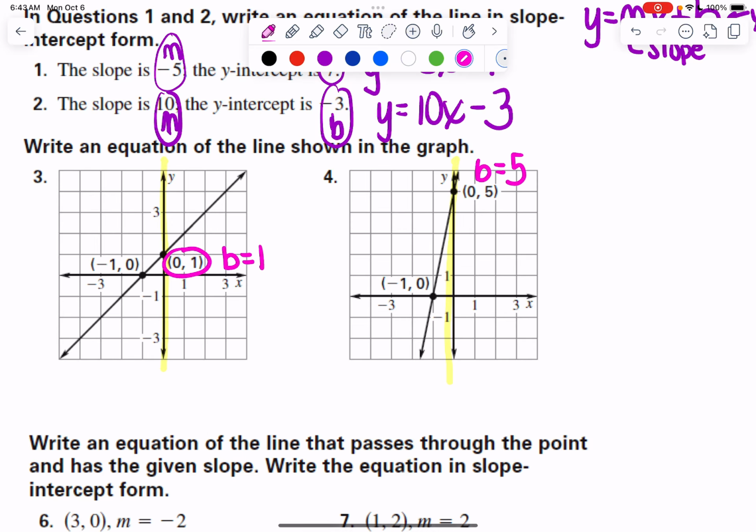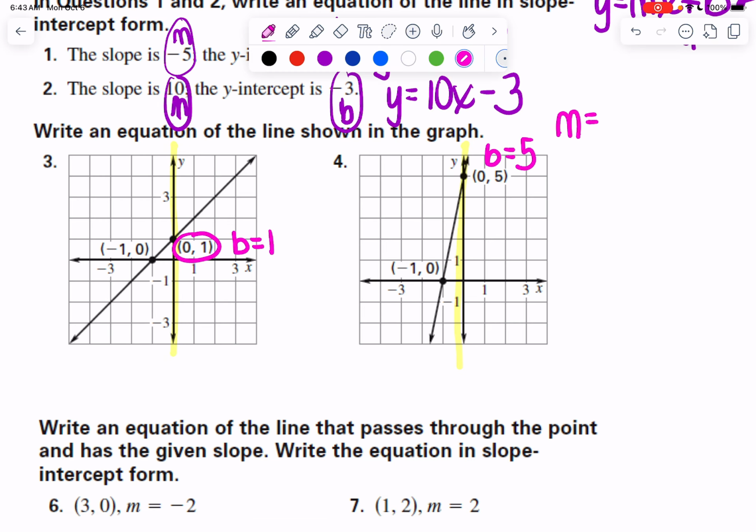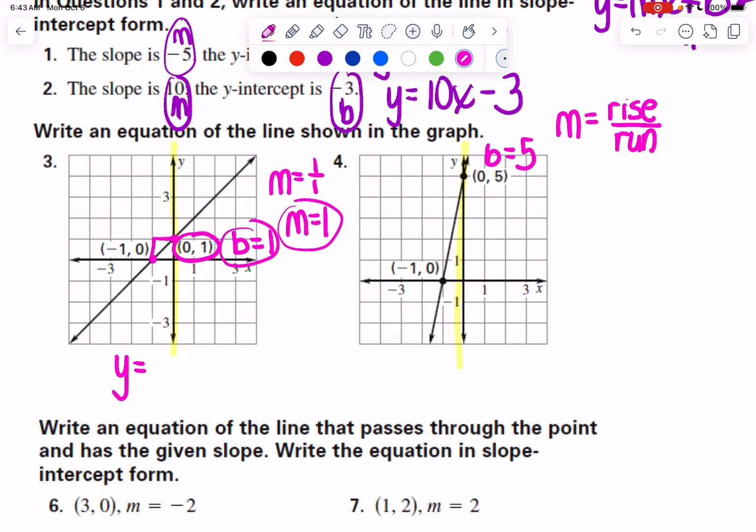To find the slope, it's rise over run. When you do the graph, I would just count up how much I need to move up and then count over how much I need to move over. In this case, I pick these 2 points. I would count up 1 and then over 1, so 1 over 1. So your slope in this one is just 1. Now I know b is 1 and m is 1, so writing in the form y equals mx plus b, it'd be 1x plus 1, or you could write it as just y equals x plus 1. It's the same thing.